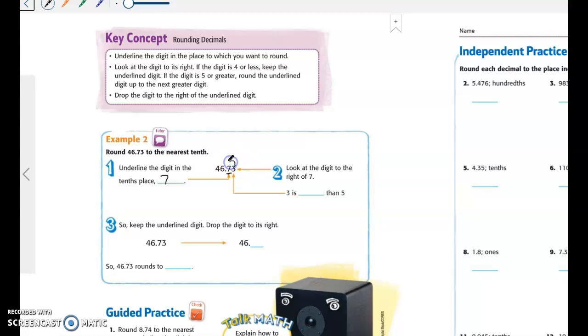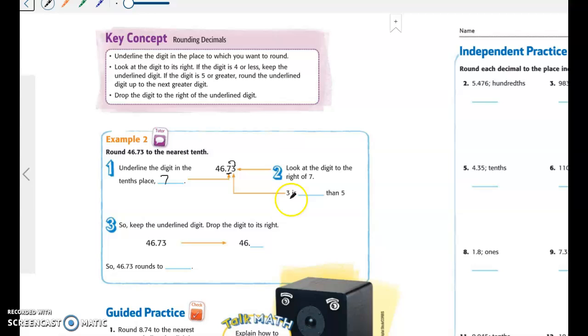Remember the rule, it says if it is less than 4, we're going to leave it the same. We're going to let it rest. If it's greater than 5, we're going to add 1 more. So 3. Is 3 greater than 5?